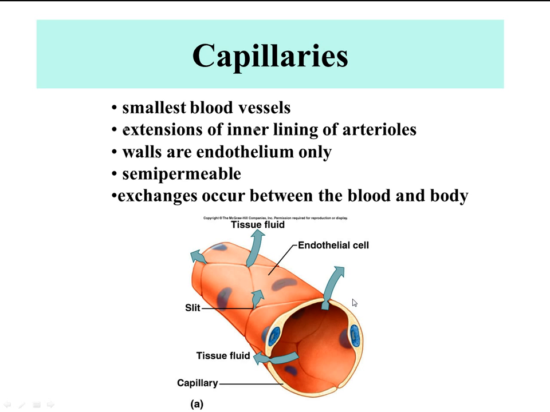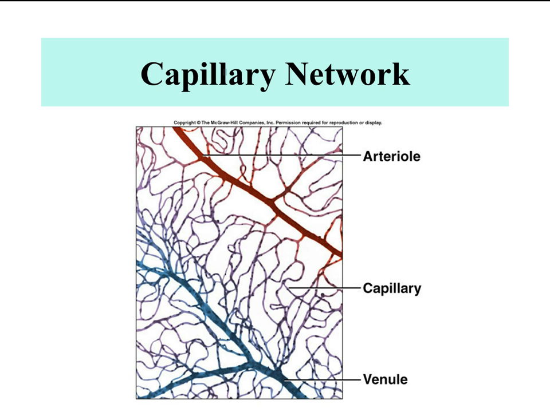So what does semi-permeable mean? Well, it means that it allows certain things to move in, but not other things. It allows certain things to move out, but not other things. So it's semi-permeable. So things are allowed to move in and out. A little bit selective, but semi-permeable. There are exchanges being made all the time between the environment of the body and the blood, and it happens through this capillary wall.